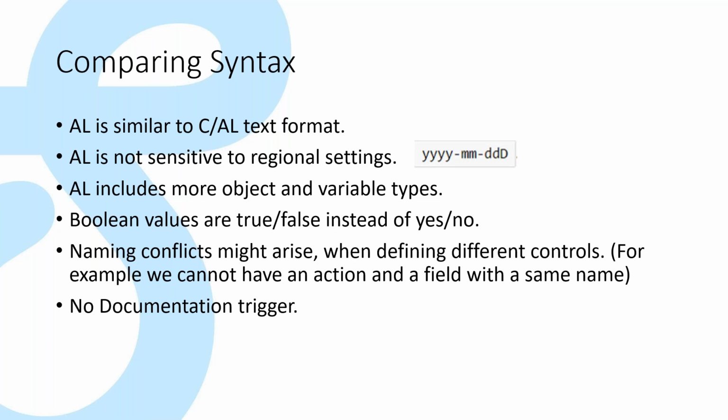AL includes more object and variable types than C/AL used to. And one more important thing is that Boolean values are always true and false instead of yes and no. So we have a more consistent application now. Also, naming conflicts might arise when defining different controls. So for example, if we are trying to define an action in one page which was already defined as a field name, it's going to cause a conflict because it doesn't allow that in the Visual Studio Code way of programming. And also there's no documentation trigger.